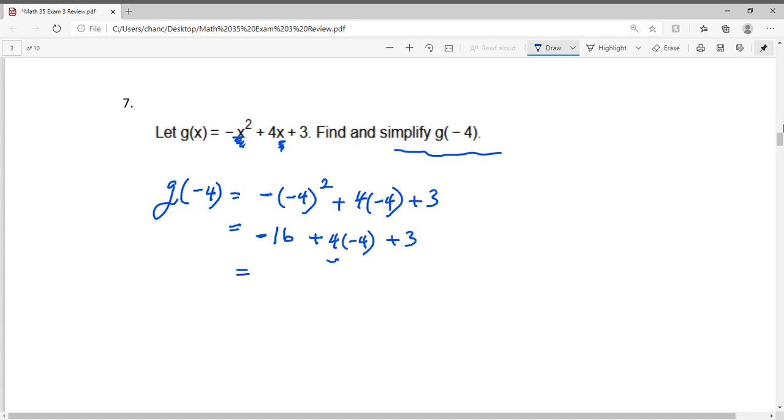Now we can do the multiplication. 4 times negative 4 is negative 16. We have negative 16 minus 16 plus 3. Let's do addition or subtraction from left to right. Negative 16 minus 16, that's negative 32 plus 3. And this simplifies to negative 29. Notice I only write g of negative 4 once, and we are lining up our equal sign. Make sure you show your work just like this.